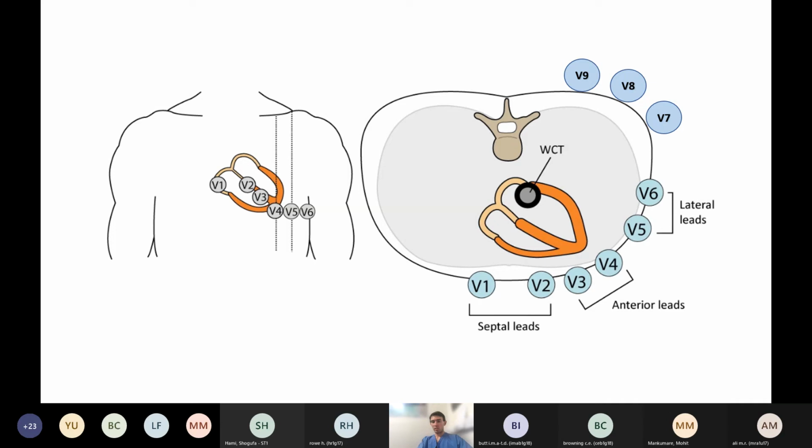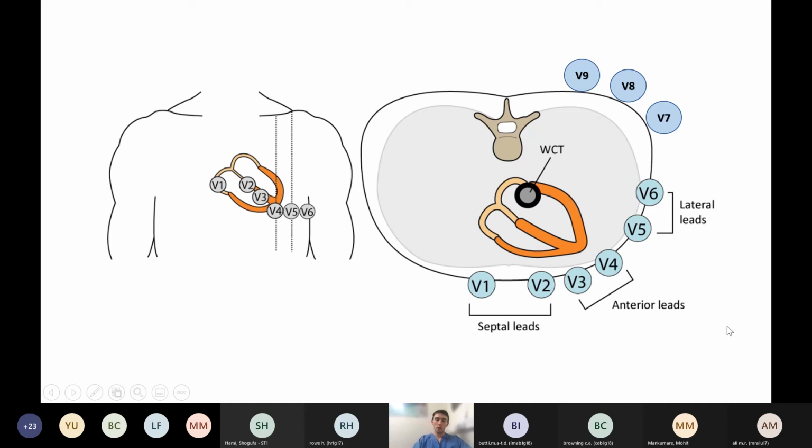our leads of an ECG, they're great at looking at the front of the heart. They're great at looking at the side of the heart. They're good at looking at the underside of the heart, but they are terrible at looking at the back of the heart. This is where you may have heard of leads V7, V8, and V9 come in. They are leads that just continue to go around the body, and they look at the back wall of the heart, which we call the posterior wall of the heart.